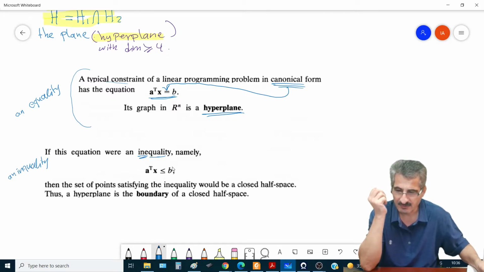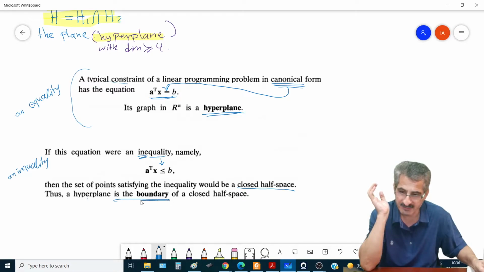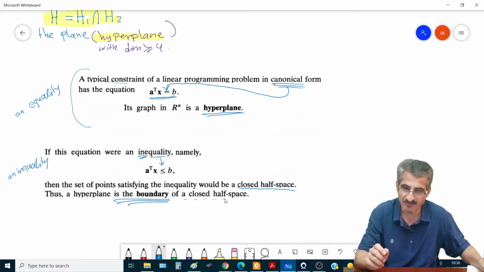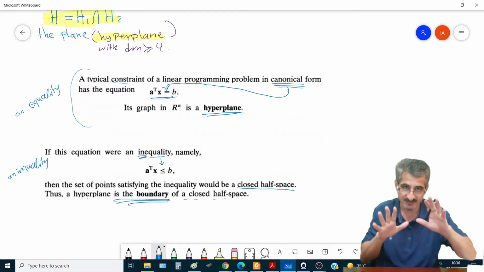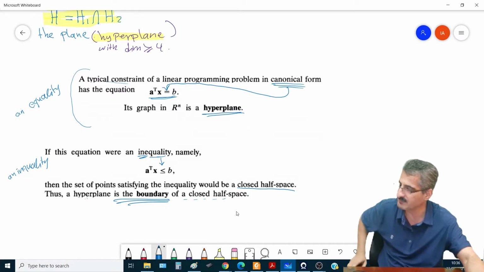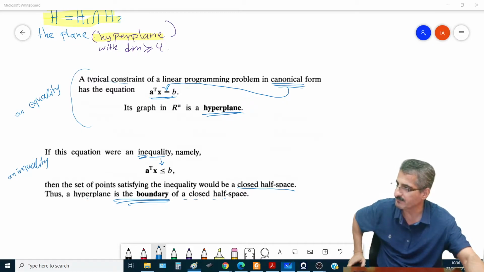What do we get? For an inequality, the set of points satisfying the inequality would be a closed half space, which is what I said before, and the hyperplane is the boundary of the half space. This holds in any dimension; what I did before was in 3 dimensions.